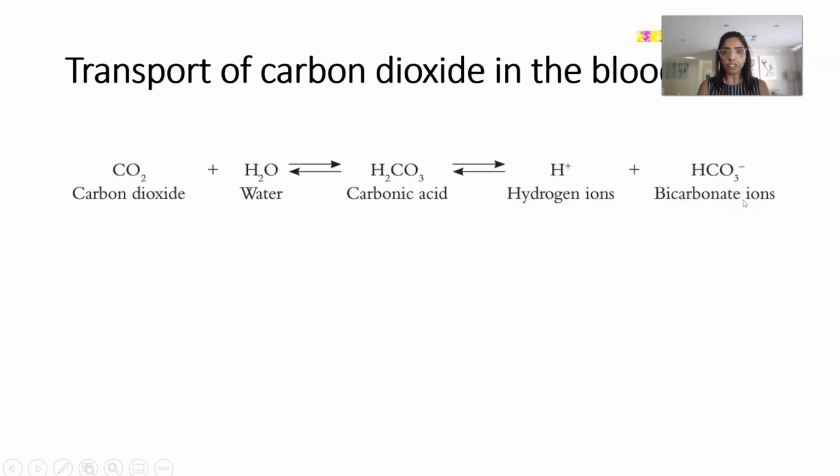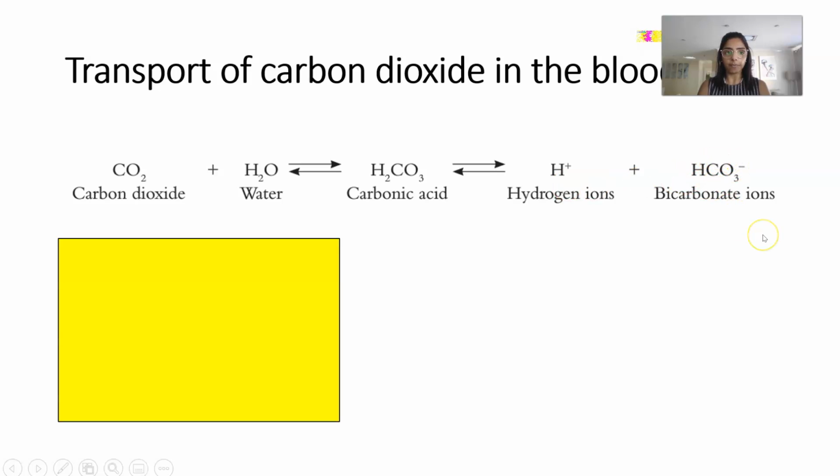So what we're really showing here is that carbon dioxide and water join together to form a substance that isn't very stable. That substance, which happens to be an acid, will break apart, and it won't be forming carbon dioxide and water. We get hydrogen ions and bicarbonate ions.